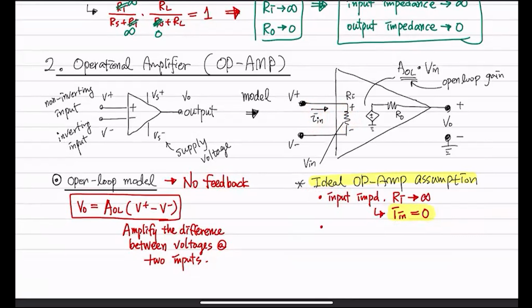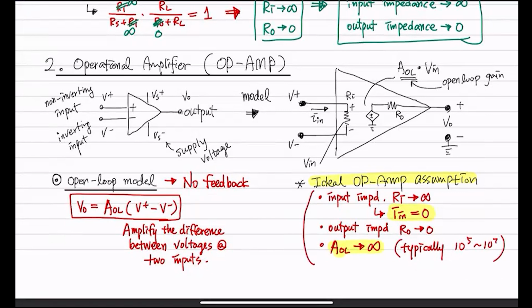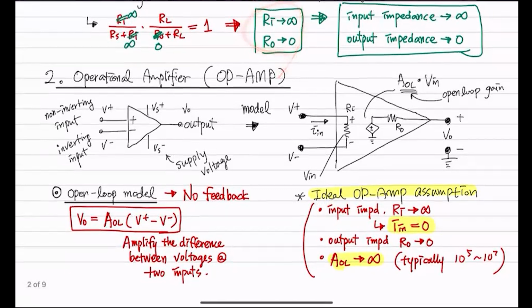And we have output impedance that goes to 0, and we also have an open loop gain that is infinite. That's what we assume. But typically, it's in the order of 10 to the 5 to 10 to the 7, so still a very large number. I would highlight these two. The ideal op-amp assumption is just following what I explained previously. From there, the input current becomes 0 because this is disconnected, and the open loop gain is just assumed to be infinite. That's the op-amp characteristics.